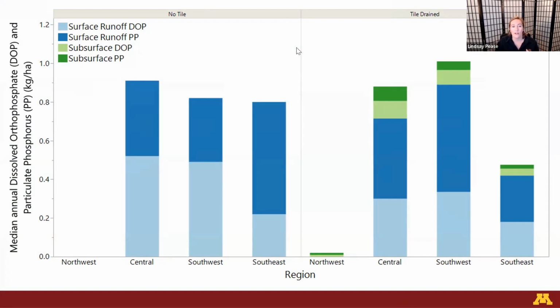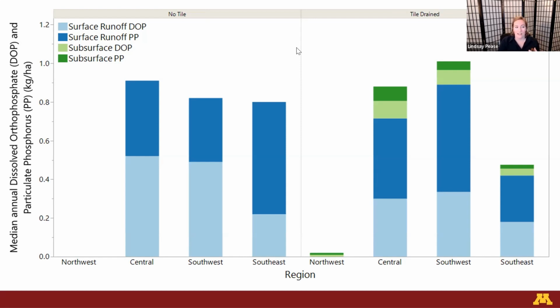So when we're thinking about splitting that up into different categories, the blue categories are surface runoff and the green categories are tile drainage. And the colors just mean whether that's bound to particulates. If it's lighter, it's not bound to particulates, and the darker bars are bound to sediment. And then again, what we're seeing is more of the same: our tile drainage is helping reduce the amount of phosphorus that we see moving in surface runoff.